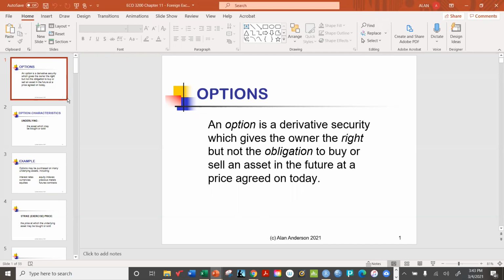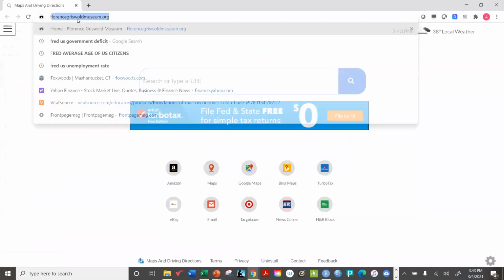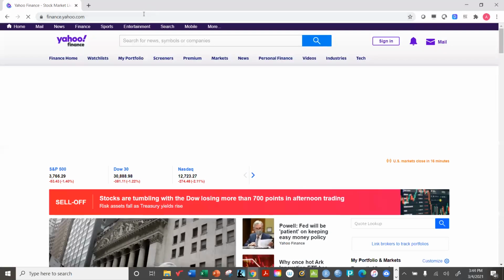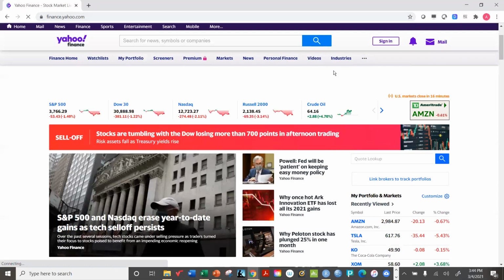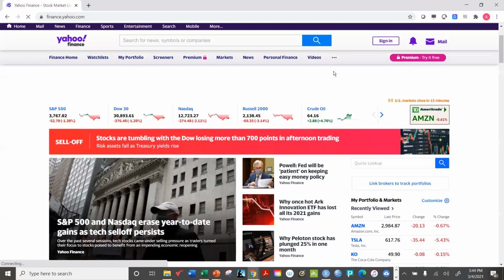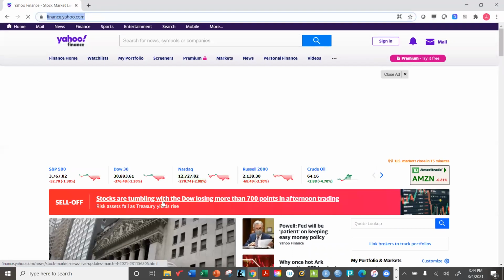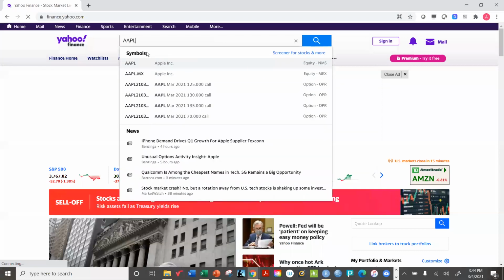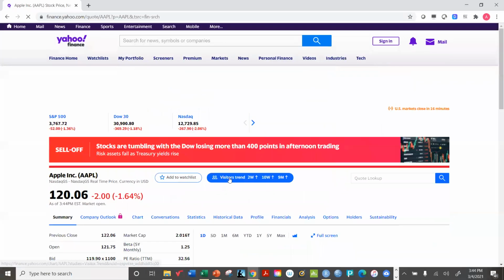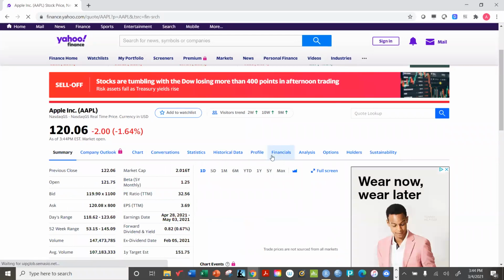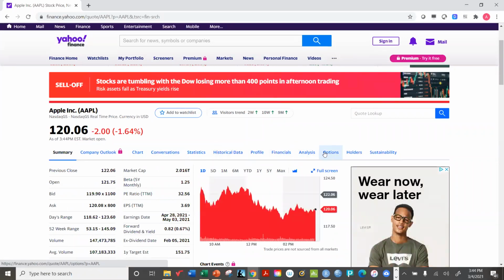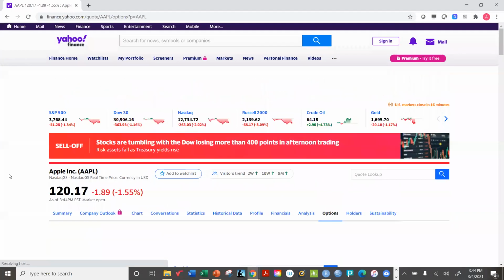Now, I know where to find stock option prices. I have to look around and see if I can find currency option prices. Ooh, the markets are tumbling. But anyway, if we look at a stock like, let's say, Apple, we can actually go find option prices for Apple. And here are the charts.